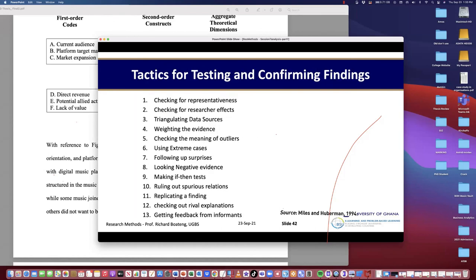Now, to be able to check and confirm the findings, verify, you have to check for representativeness. This thing I found, is it just in only this part or does it compare with others? Number two, check for researcher effects. Is the researcher being biased by what he's seeing, speaking out of a bias? Triangulating from different data sources. What are the different data sources I can use? Joseph was using the musician and then the music developer himself. Okay. Weighing the evidence against one another. Sometimes you have to compare evidence against each other. That's when you do comparative analysis in your work.